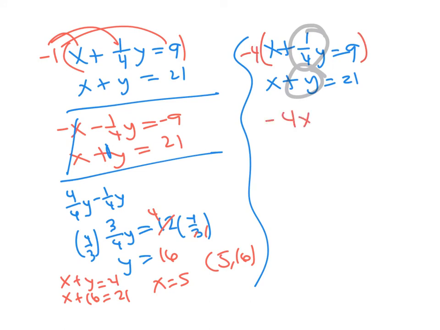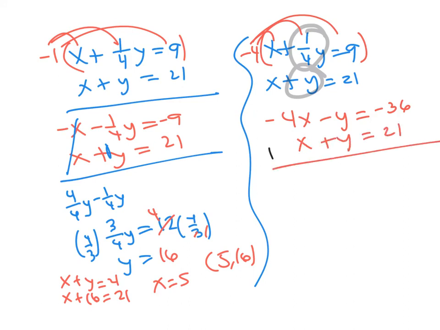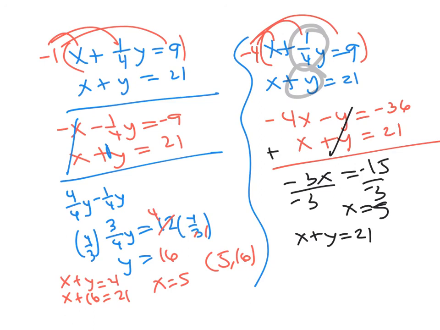So it's going to be negative 4x minus y equals negative 36. And then I have x plus y equals 21. So now when I add these together, I get negative 3x. The y's are going to cancel out, and I'm going to subtract these, so it's going to be negative 15. So I divide by negative 3 on both sides, and I get x is going to be positive 5. So now I'm going to plug it into the second equation. So x plus y equals 21. I'm going to take this 5 and plug it in here. So I get 5 plus y equals 21, which means y is going to be 16. So no matter which way you do it, you should get 5, 16.